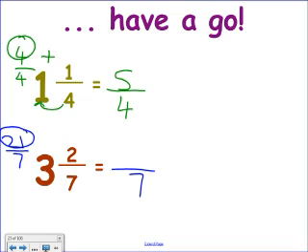Yeah? So then you do your 7 plus your 2. Why am I doing 7 plus 2? You've just converted it into 21 over 7, with that and I've got 2 over 7. So I've got 21 plus your 2, which gives you 23. So it gives me 23 on top. Top with top, the bottom doesn't change.